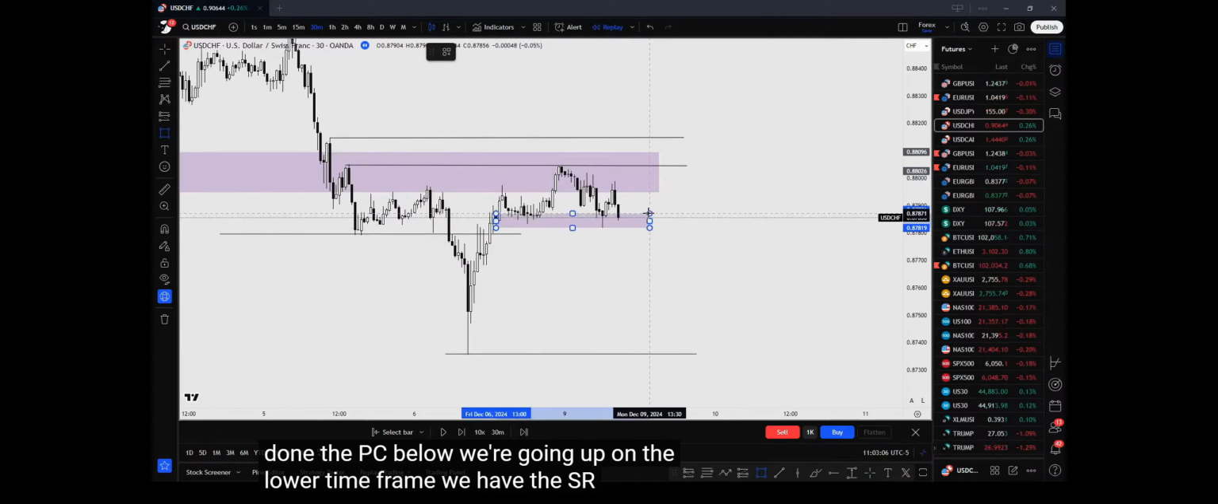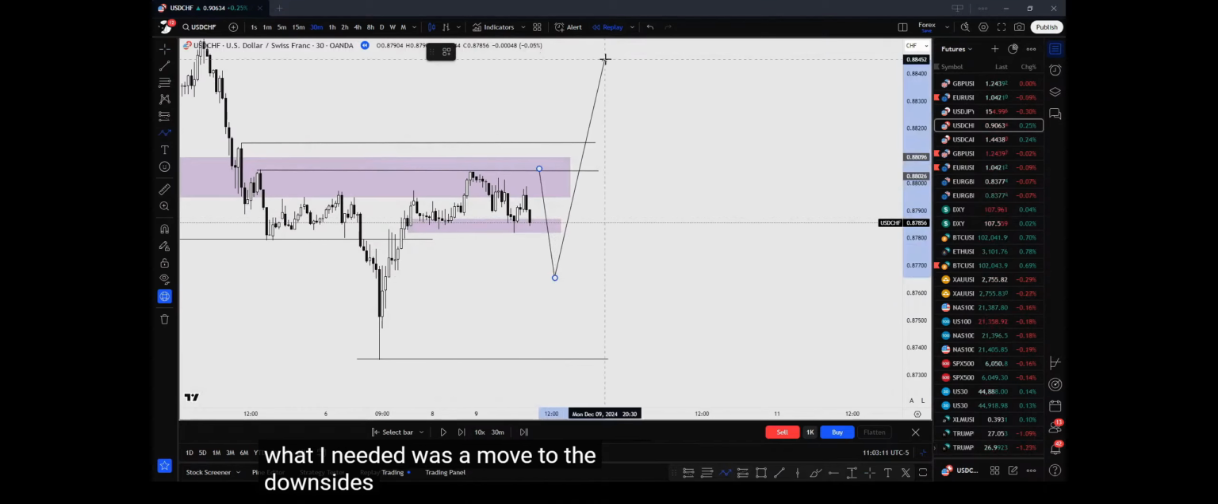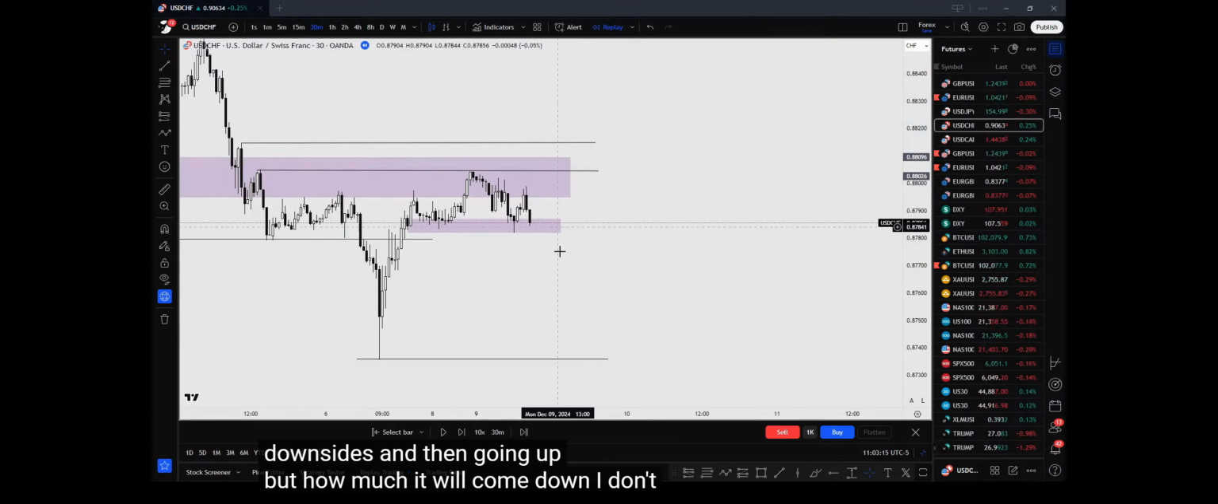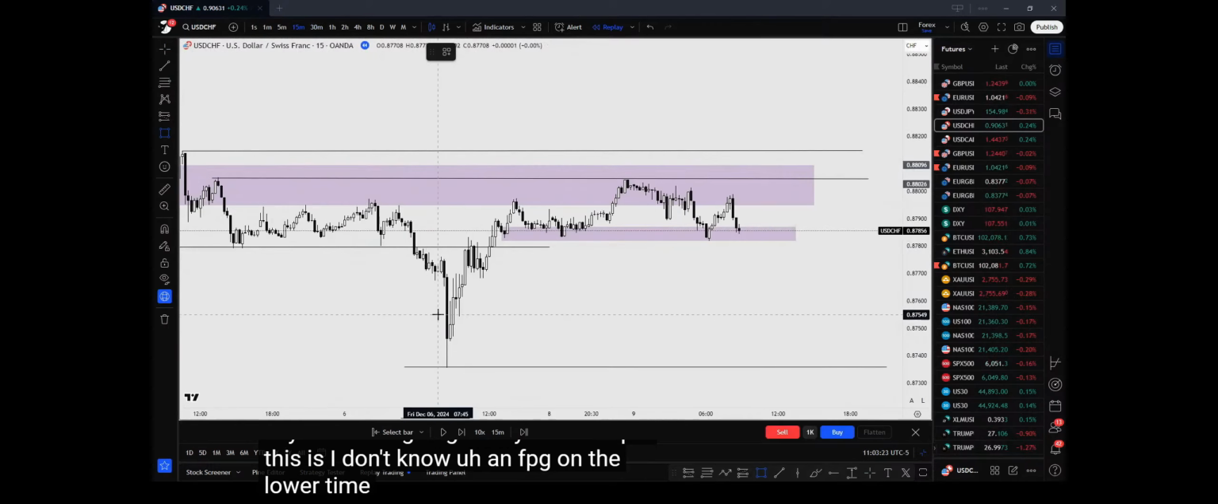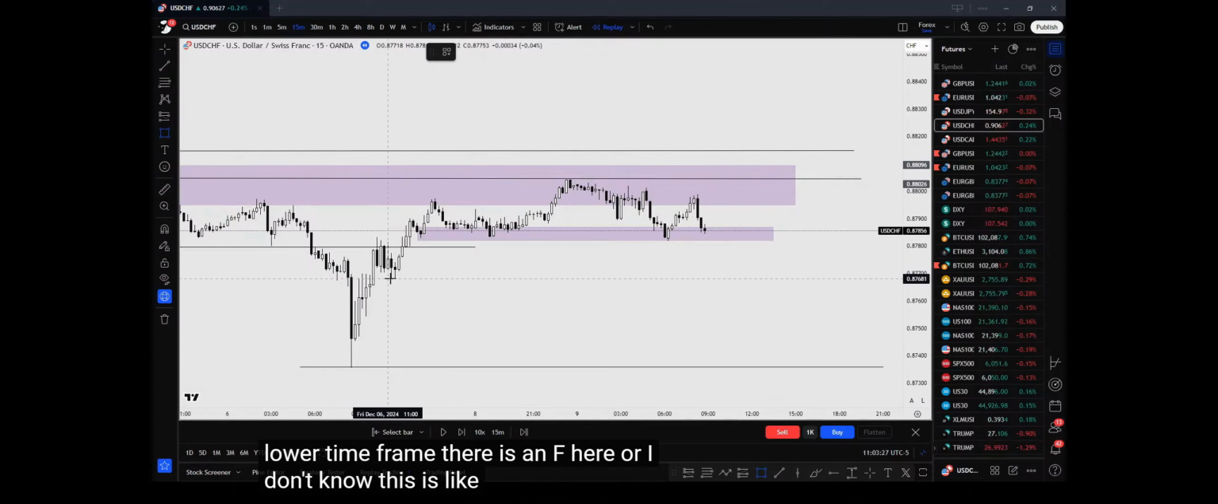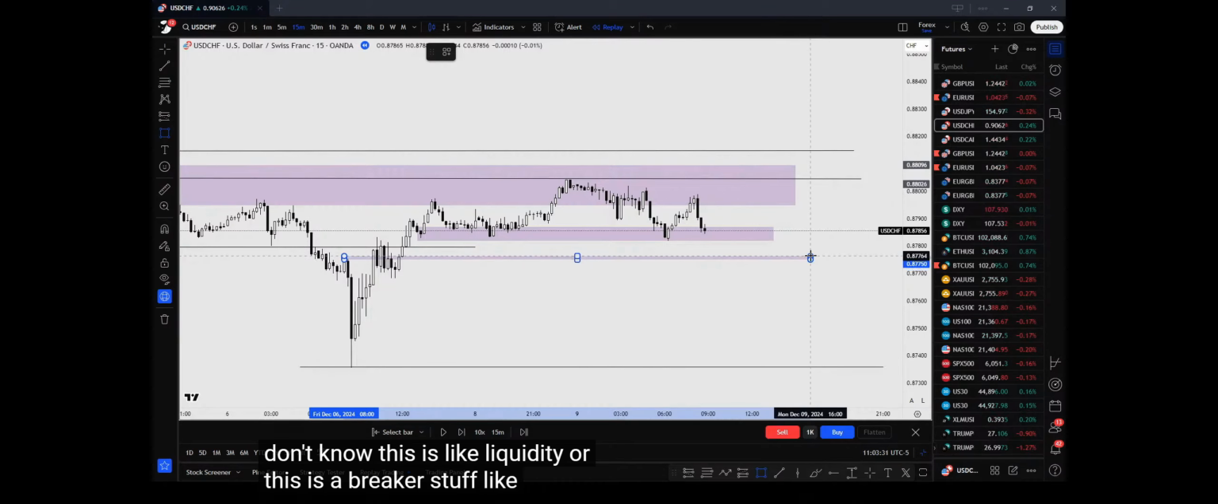On the lower time frame, we have the SR. Then what I needed was a move to the downside and then going up. But how much it will come down, I don't know. We're not going to say, for example, there is an FVG on the lower time frame, or this is liquidity, or this is a breaker. Stuff like that. We don't care about this stuff.